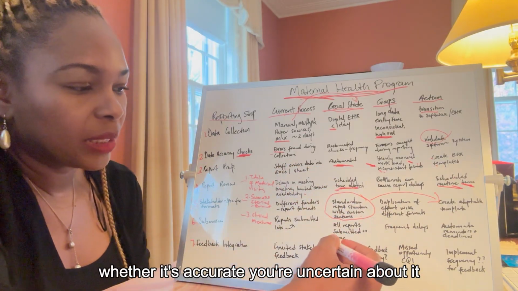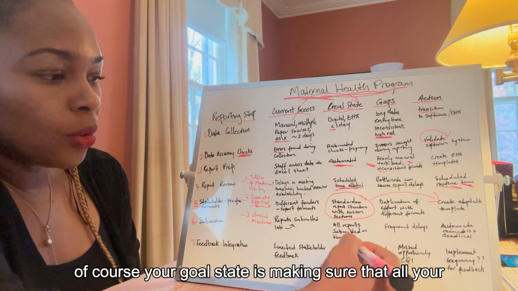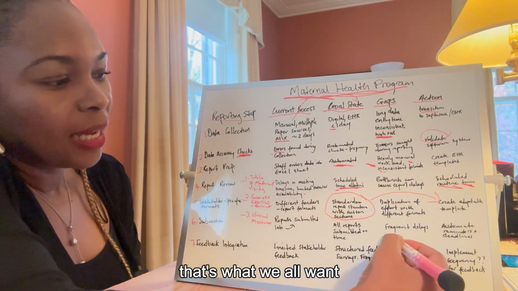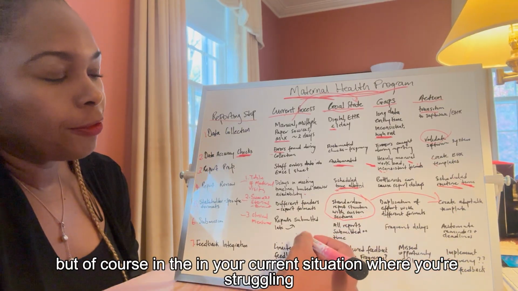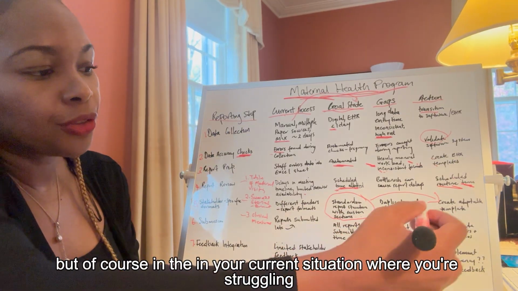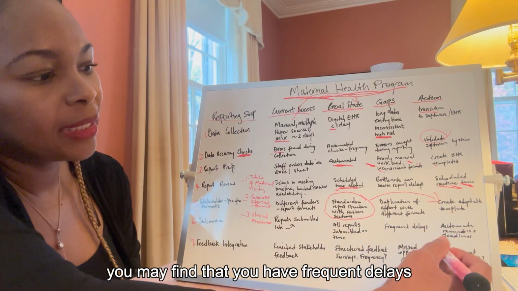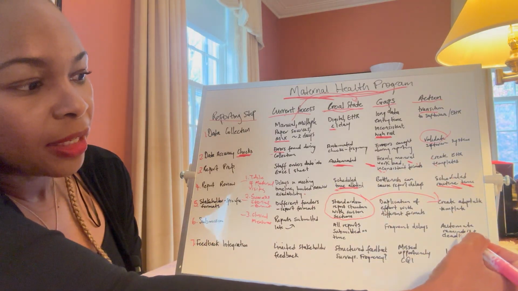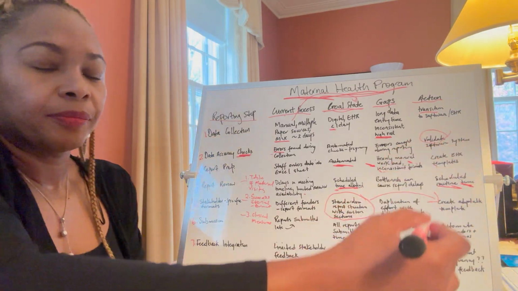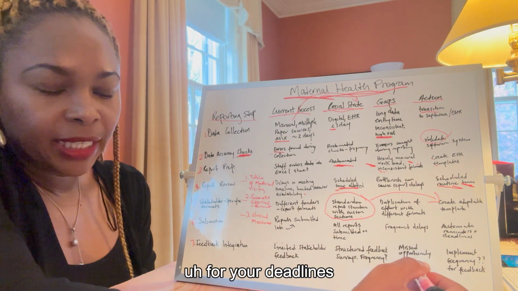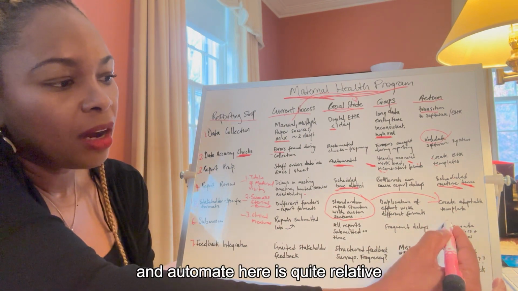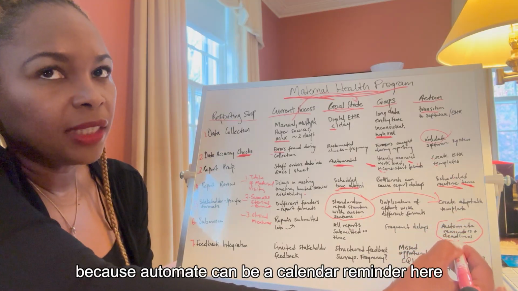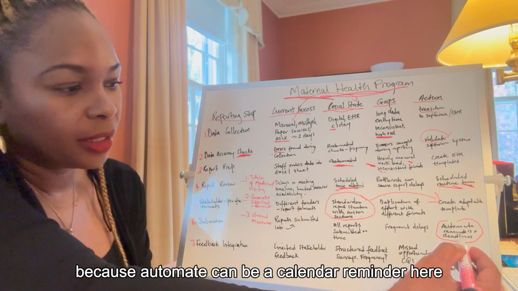You're uncertain about it. Of course, your goal state is making sure that all your reports are submitted on time. That's what we all want. But of course, in your current situation where you're struggling, you may find that you have frequent delays. And so you want to automate reminders for your deadlines as an action. And automate here is quite relative because automate can be a calendar reminder.